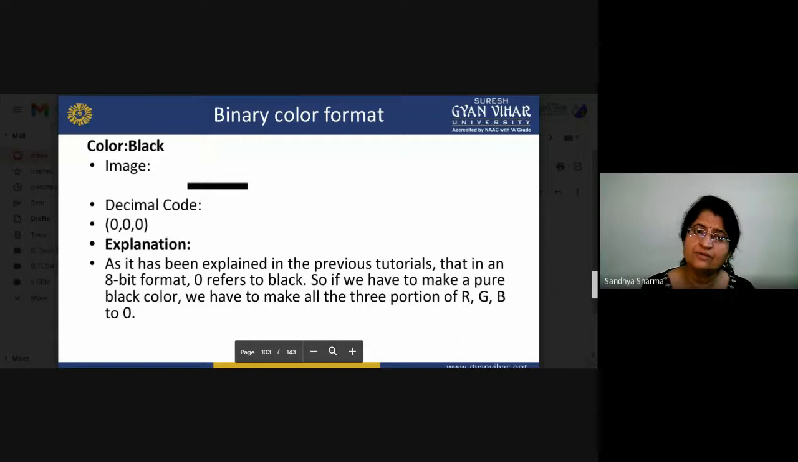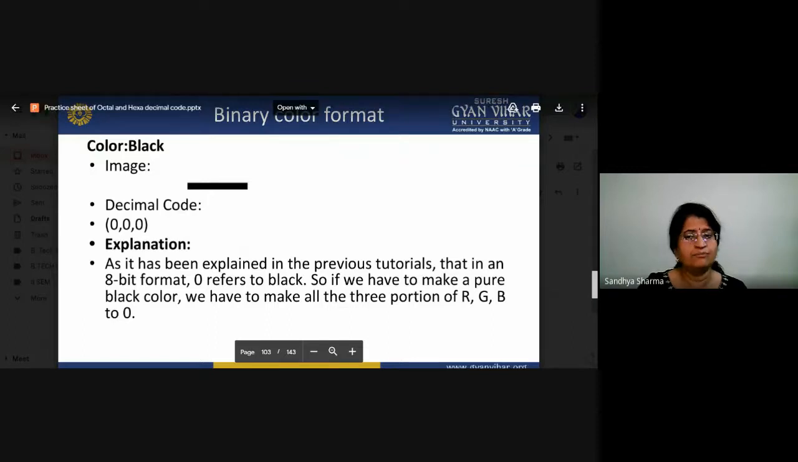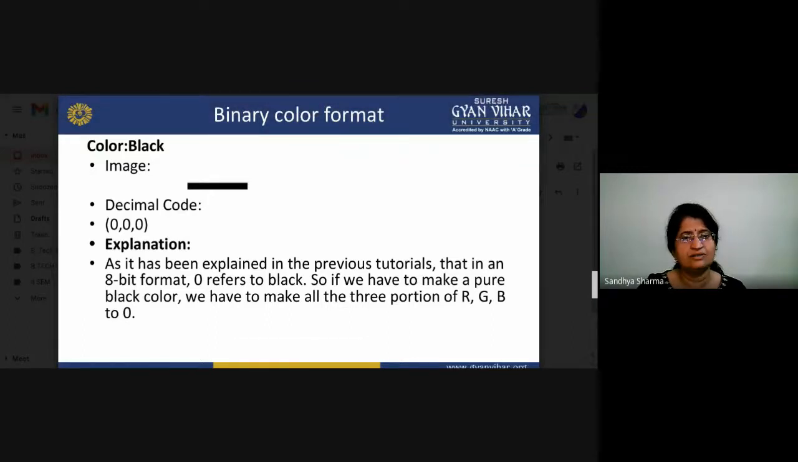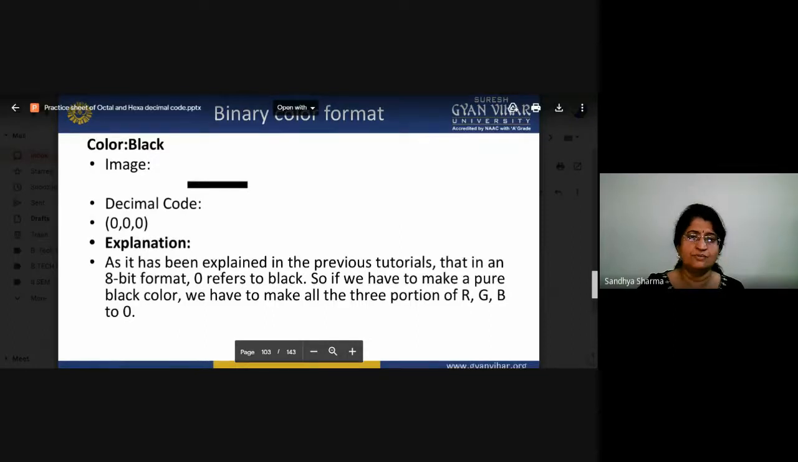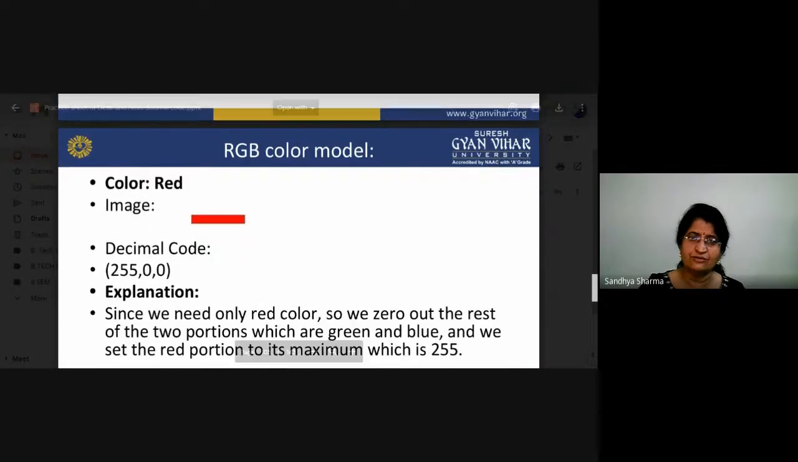What about the decimal code? 000, because whatever RGB, everything will be 0 in your black image. In 8-bit format, 0 refers to the black. And if you want to make a pure black color, all three portions of RGB should be 0, because it will define as a 0.